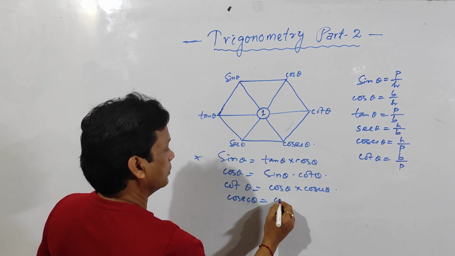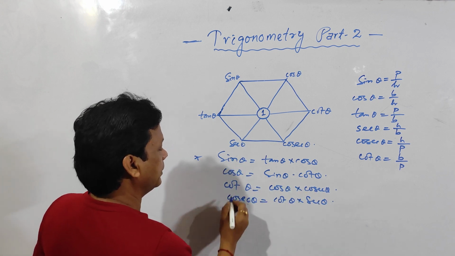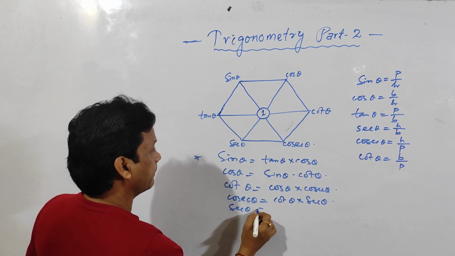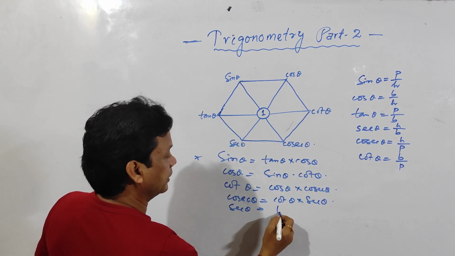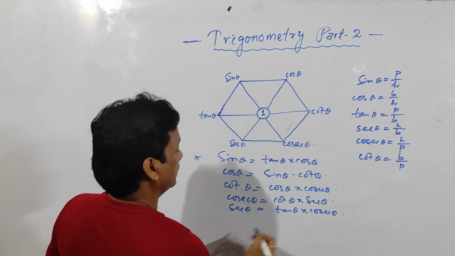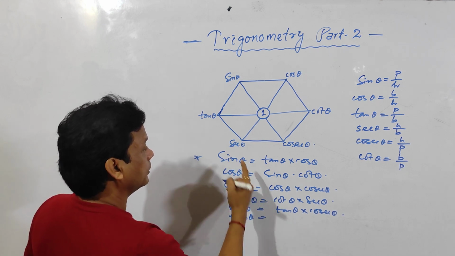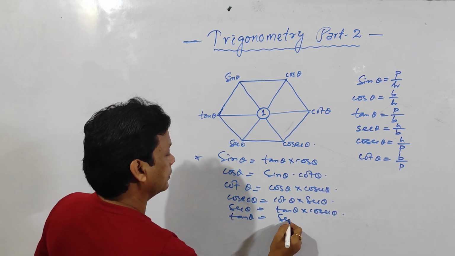This into this. Cot theta into sec theta. Then what is the value of sec theta? Tan theta into cosec theta. Then what is the value of tan theta? Sec into sin.